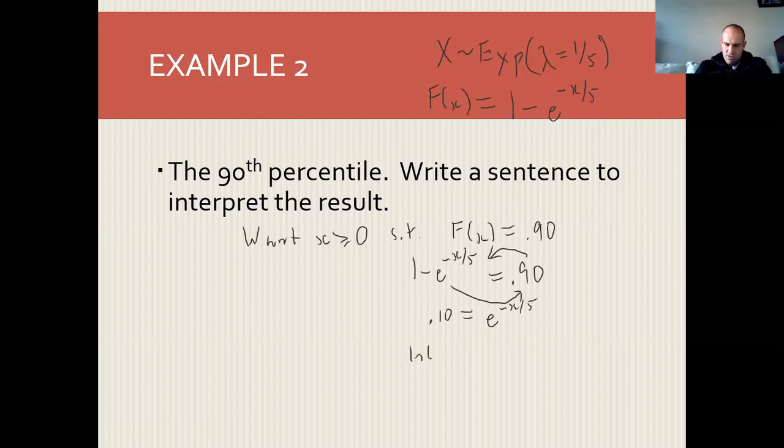You get that the natural logarithm of 0.10 is equal to, the natural logarithm of e to anything is just the power. So that's going to be negative x over 5. And then just multiply through by negative 5. So x is equal to negative 5 times the logarithm of 0.10, whatever that is. Okay, and I can actually compute that on my calculator. So negative 5 times the natural logarithm of 0.1.